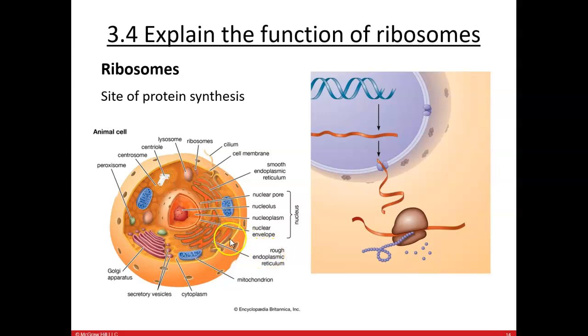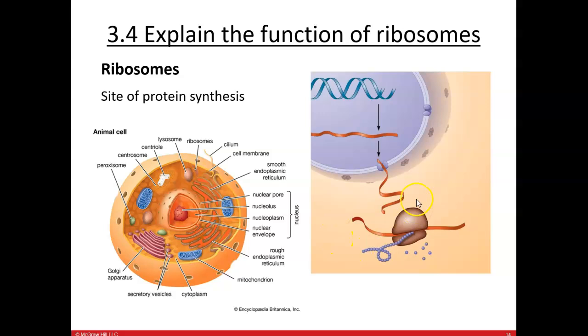So you might see, they call it rough because it's got all these dots on it that are ribosomes. But there's probably thousands of ribosomes in a cell. They're these little structures that are the site of protein synthesis, or it's where the proteins are made. So let's go back and look at some things that you're familiar with.